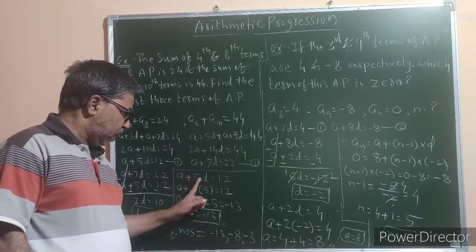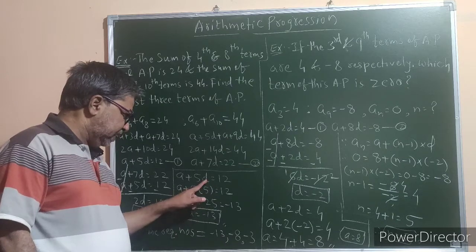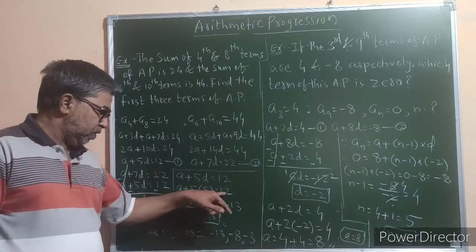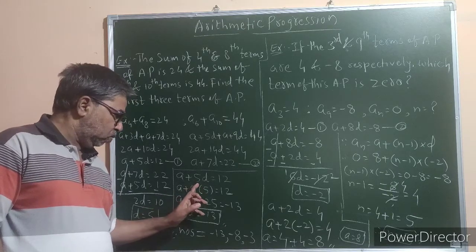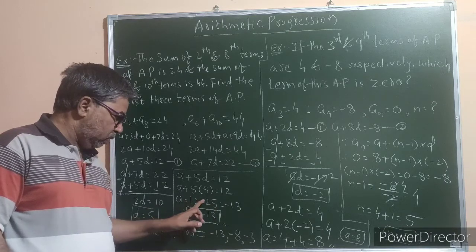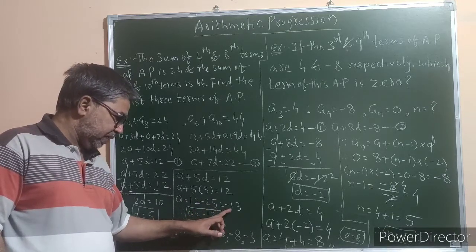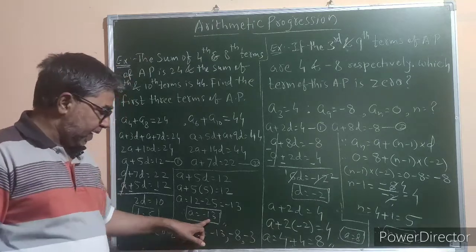So a plus 5d is equal to 12. A plus 5 into bracket d, the value of d is 5, is equal to 12. A plus 5 5s are 25. You shift that 25 towards the right side. So a is equal to 12 minus 25, which is minus 13. Hence the value of a, that is the first term, is minus 13.